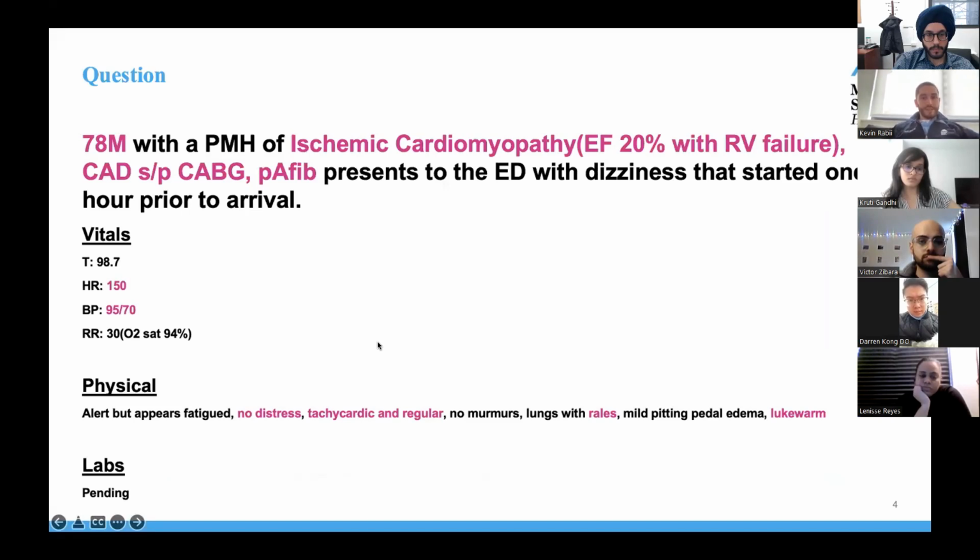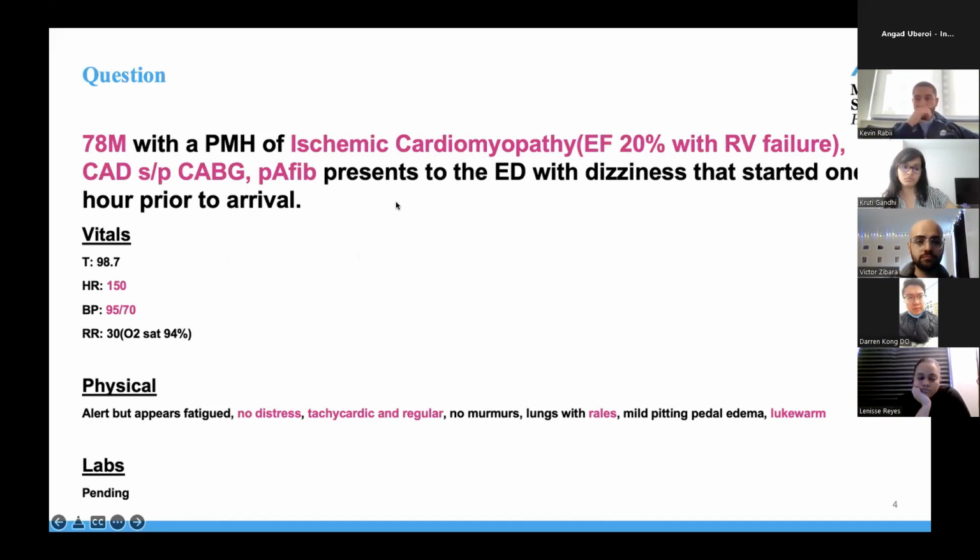Some of the key things before you even see the patient: this is an elderly patient. They have an extensive cardiac history, including low EF, history of coronary disease, and a prior history of arrhythmia. In terms of the vitals, the patient's obviously tachycardic. The blood pressure is low normal. And on exam, the patient is still alert. There is no distress, but maybe there are some signs of decompensation. The patient has rales, some pitting edema, and has lukewarm extremities.